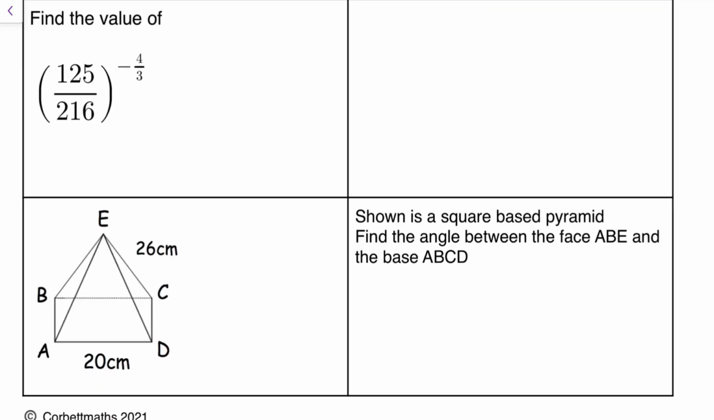Next question. Find the value of. Now, I'm going to use the minus to turn it upside down, the reciprocal. So that's 216 over 125. The 3 means the cube root.